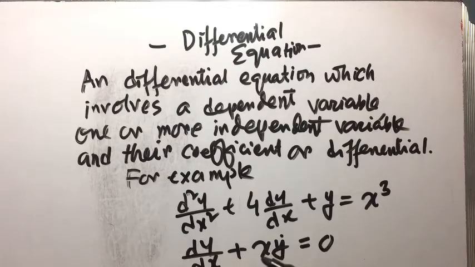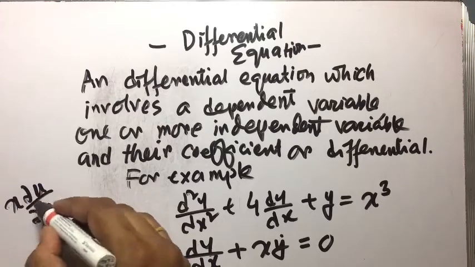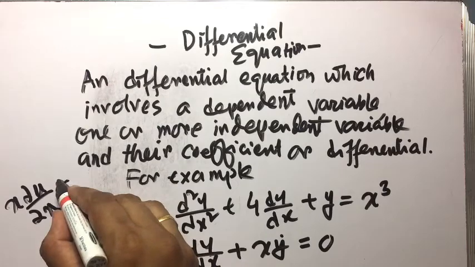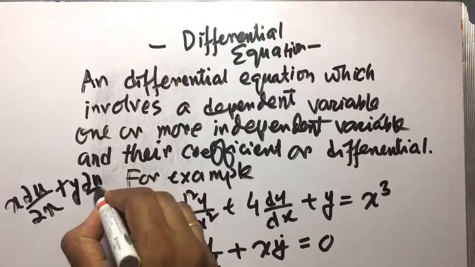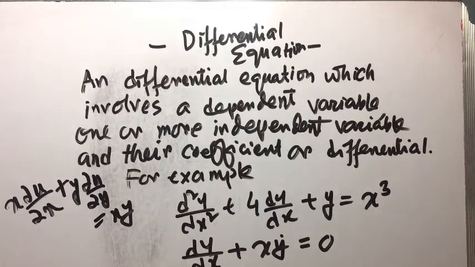So any equation of this form, for example x dy by dx, this is a partial differential equation, dy by dx plus y dy by dy equal to xy. So any equation consisting of a dependent variable and independent variables is known as a differential equation.